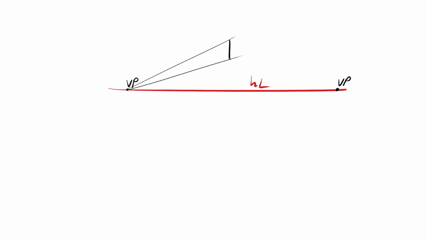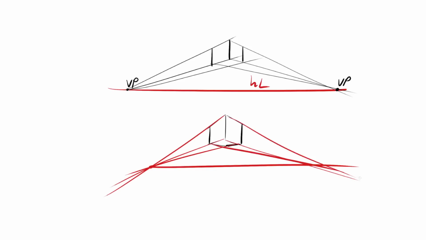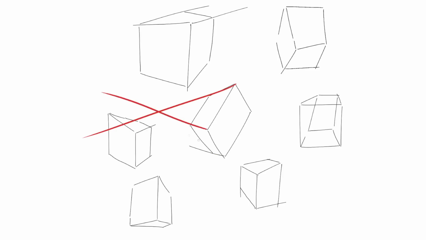You can start with the horizon line and then place your vanishing points and draw the box accordingly, or you can start with a box and then follow the parallel lines to their vanishing points and then draw a horizon line between those points. To give you an example of what things look like if you don't follow this rule, here are a couple boxes where the parallel lines are not properly converging to the same points.